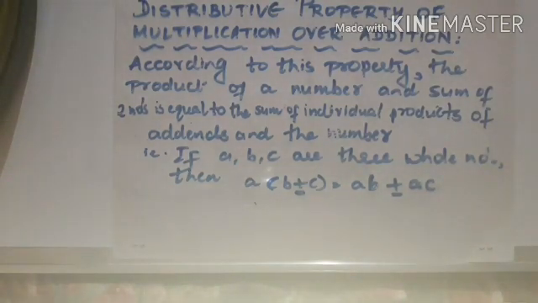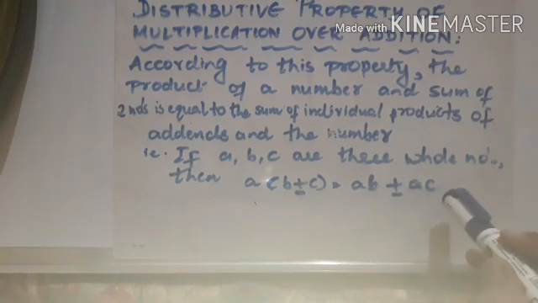Now we will see the distributive property of multiplication over addition. According to this property, the product of a number and the sum of two numbers is equal to the sum of the individual products of the addends and the number. So if A, B and C are three whole numbers, then A into B plus C is equal to A into B plus A into C.